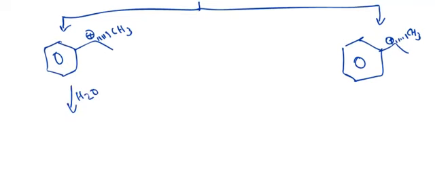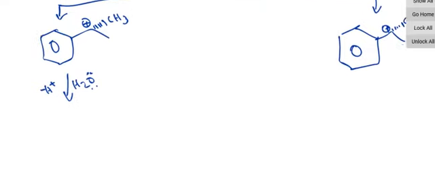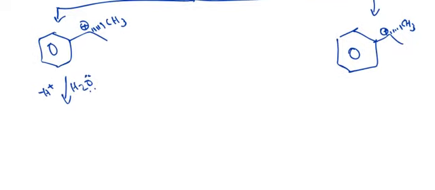Now the attack of the nucleophile, minus H plus, I am writing directly. Look here, bromine is above the plane, right? So for example if this nucleophile is attacking from above the plane, here we will get a product like this, OH.